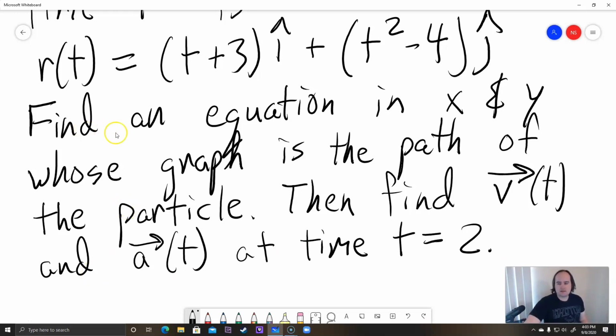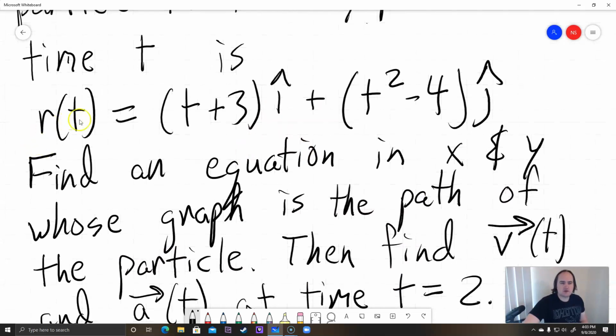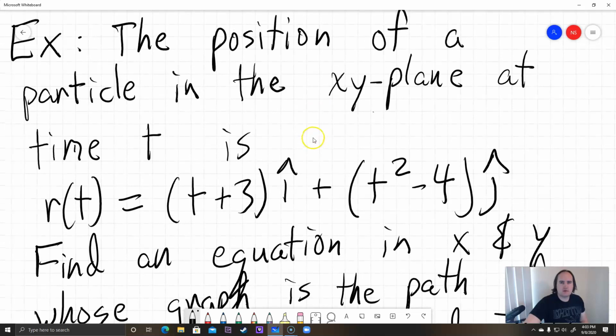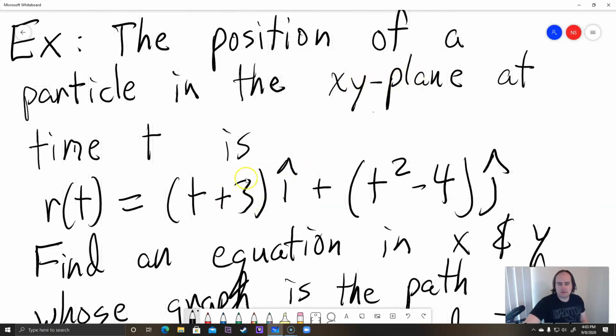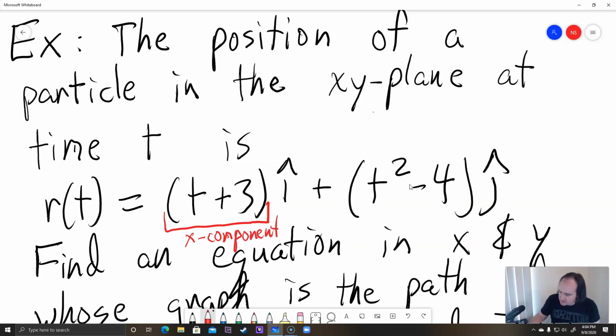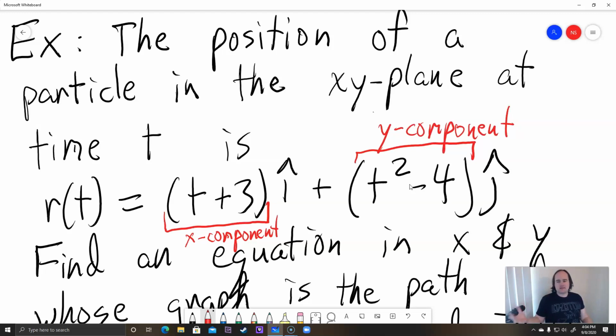But we're going to start with the first thing they ask us to do, which is to find an equation in x and y whose graph is the path of the particle. Now the basic idea there is, remember that this is a vector function, r of t, and because this one is just in the xy plane, it only has two components. The first component times i is the x component, and the second component times j is the y component. If it was in 3D, then we would have a z component times k.